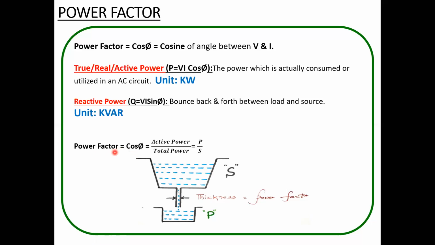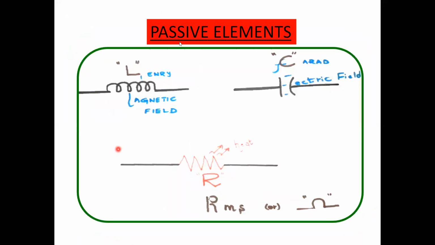Next one, passive elements. We move on to the part of passive elements here. These are the three parameters. All these three are energy storage elements. Observe these diagrams. The resistor symbol is indicated with the letter R, and the units are ohms. It dissipates energy in the form of heat.